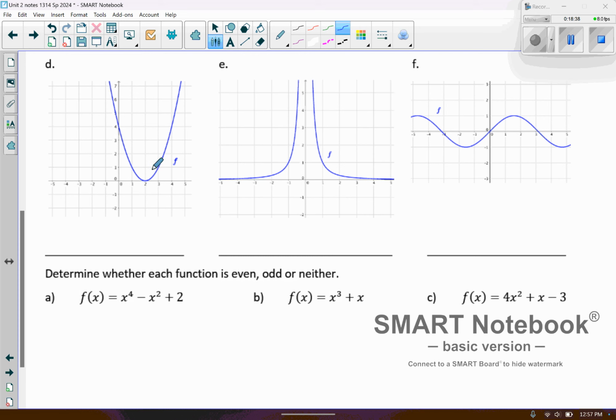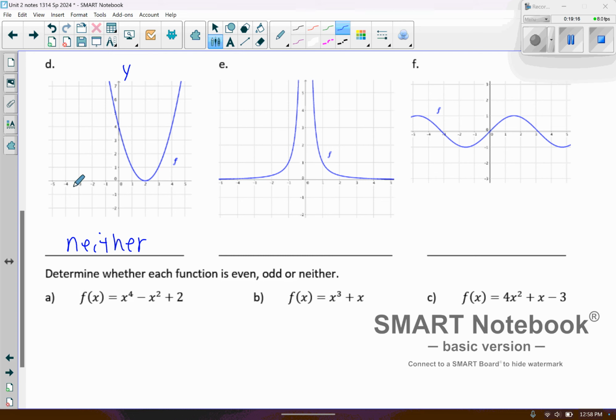Okay, so looking at D, you might think it's even, but it's not. This one's actually going to be our neither one. Now, if this U shape, this parabola right here, was at the y-axis, if it was getting cut in half at the y-axis, then it would be. But this one is neither. Because, for example, f of 2 is not the same or the opposite of f of negative 2. Negative 2 is going to be way up here or something like that. So those 2 points are not even, and they're not the opposite. So they're not going to be even or odd.